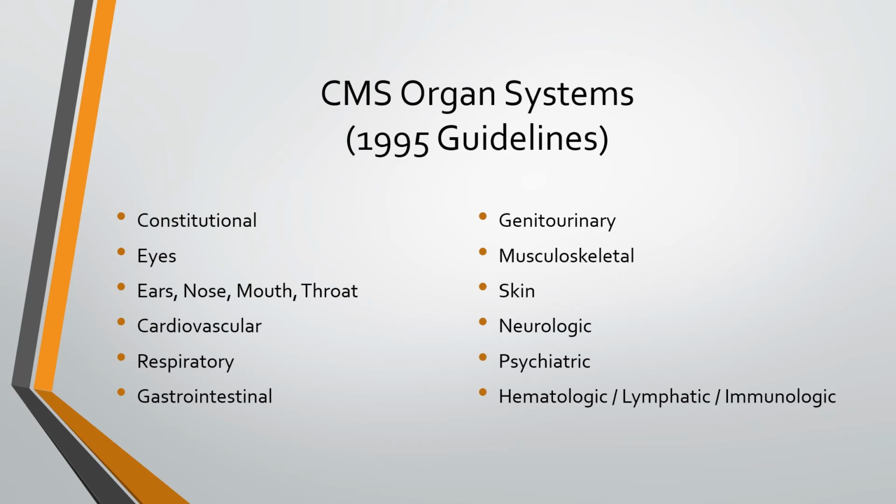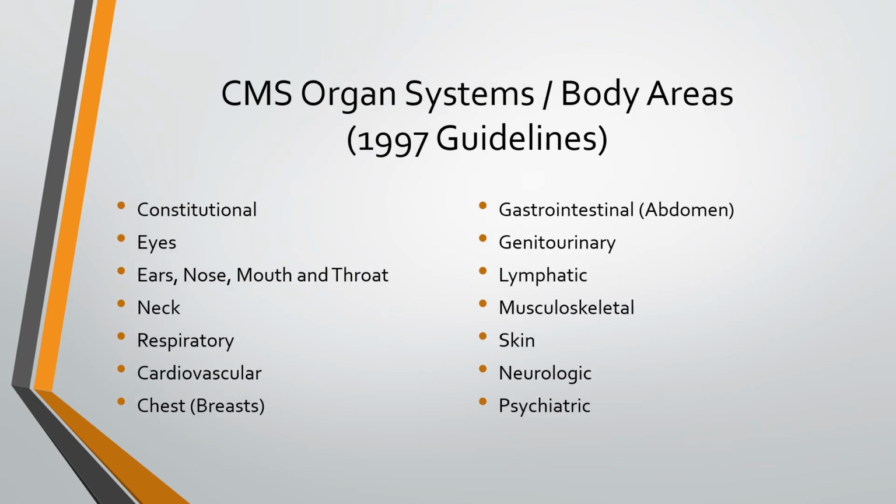Talking about the 1995 guidelines, the organ systems that they allow are constitutional, eyes, ears, nose, throat, mouth, cardiovascular, respiratory, gastrointestinal, genitourinary, musculoskeletal, skin, neurologic, psychiatric, and hematologic/lymphatic/immunologic. For 1997 guidelines, they want you to reference these organ systems or body areas. And just as a reminder, 9 of these: constitutional, eyes, ears, nose, throat, mouth, neck, respiratory, cardiovascular, chest or breast examination, gastrointestinal or abdominal examination, genitourinary, lymphatic, musculoskeletal, skin, neurologic, or psychiatric.